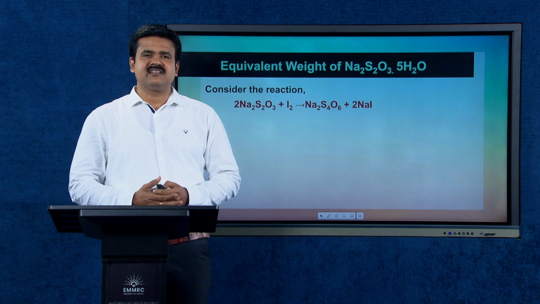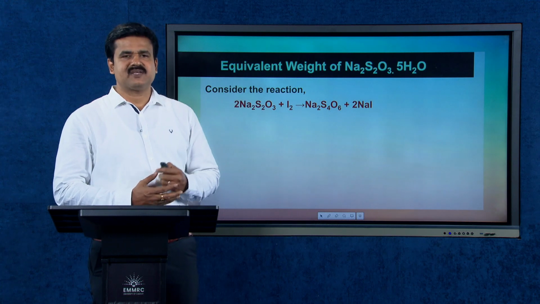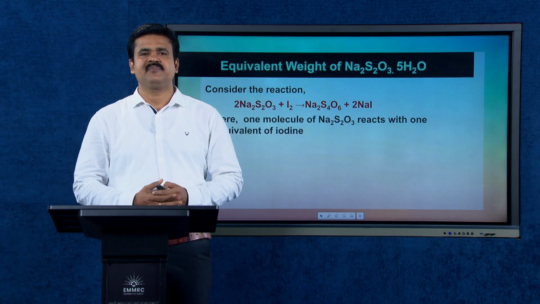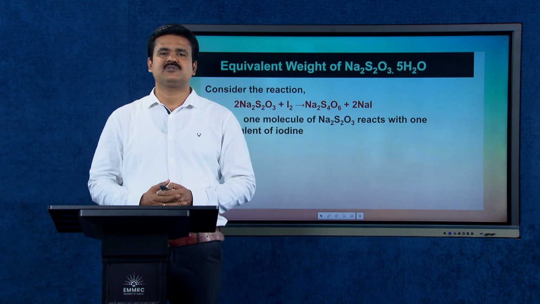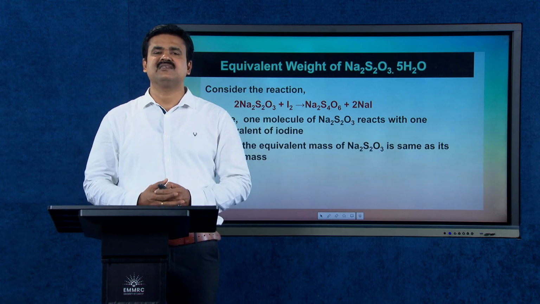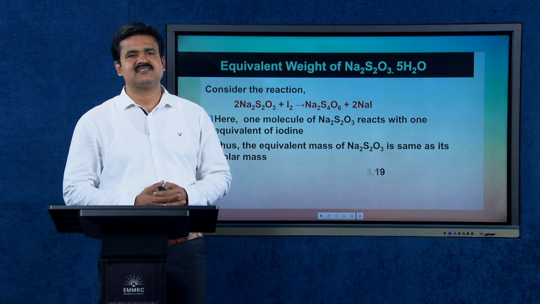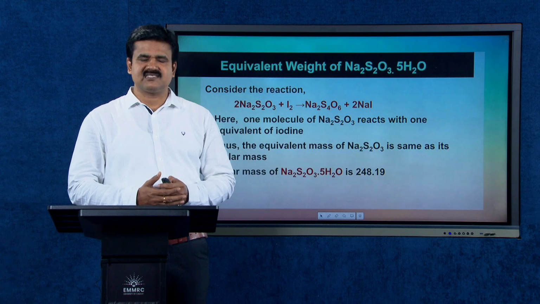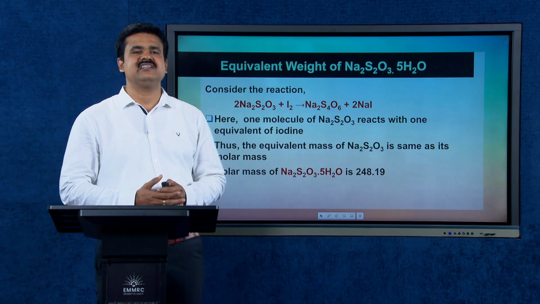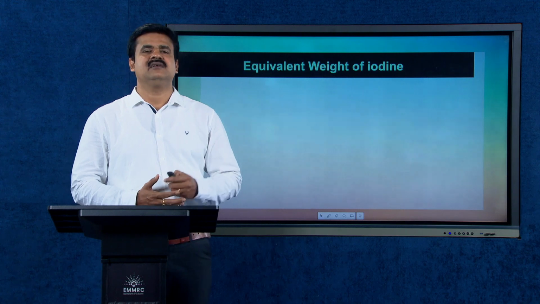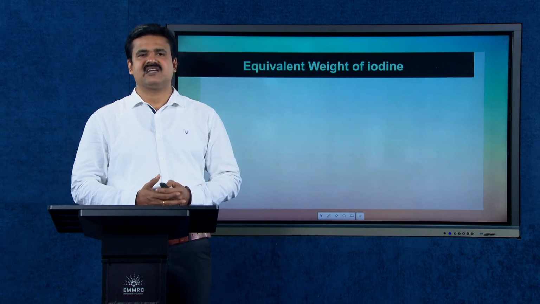Now consider another reaction. 2Na2S2O3 + I2 gives Na2S4O6 + 2NaI. Here 1 molecule of Na2S2O3 reacts with 1 equivalent of iodine. Thus the equivalent mass of Na2S2O3 is the same as its molar mass. However, Na2S2O3 is available as Na2S2O3·5H2O and its molar mass equals 248.19.